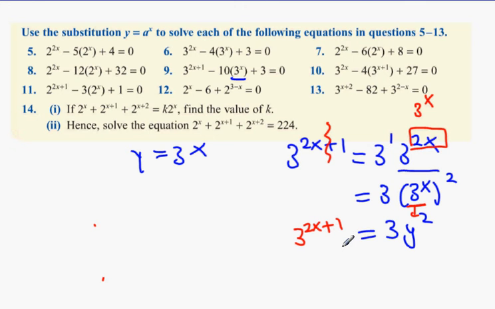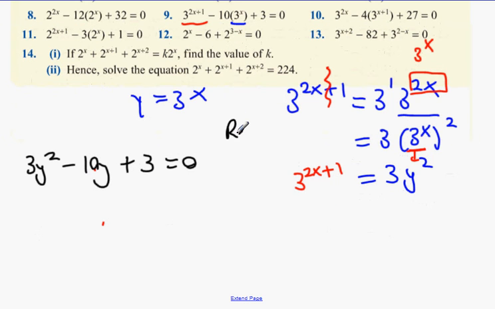So what I'm doing is going back up to the top here for number 9. I'm replacing that with 3y squared. I'm replacing that with minus 10y because it's 10 times 3 to the x plus 3. Now what I'm going to do is do a reference number to solve that. The reference number is 9. Okay? And what we're going to get is 1 and 9. And when we add them together we should get 10.